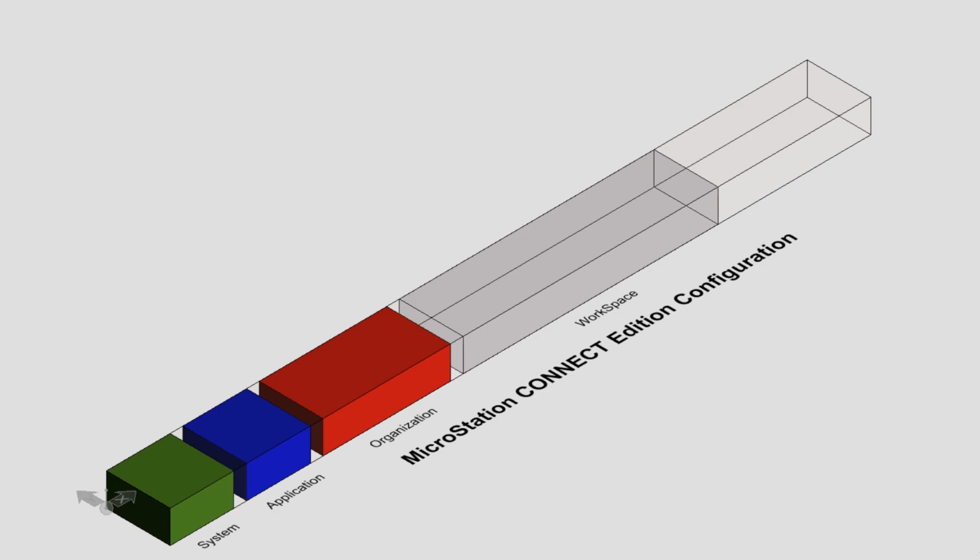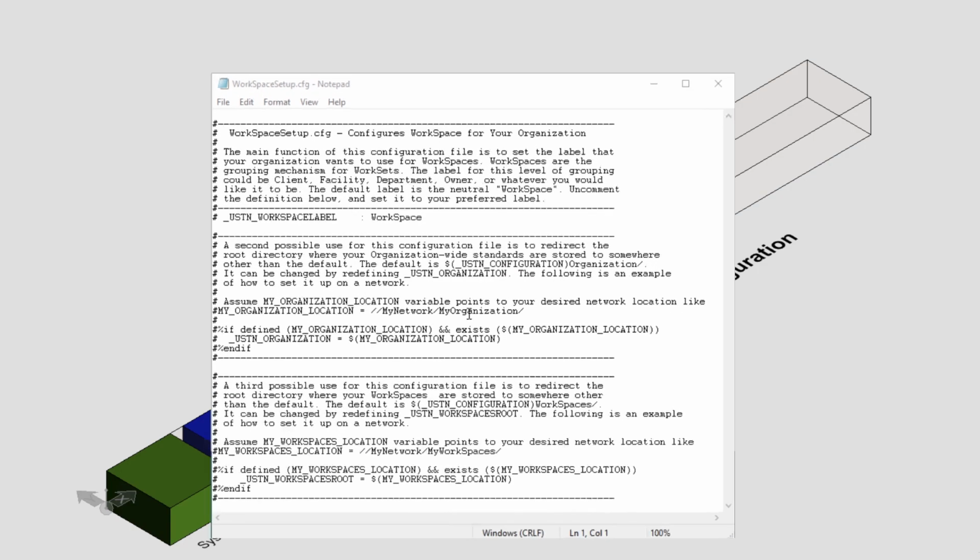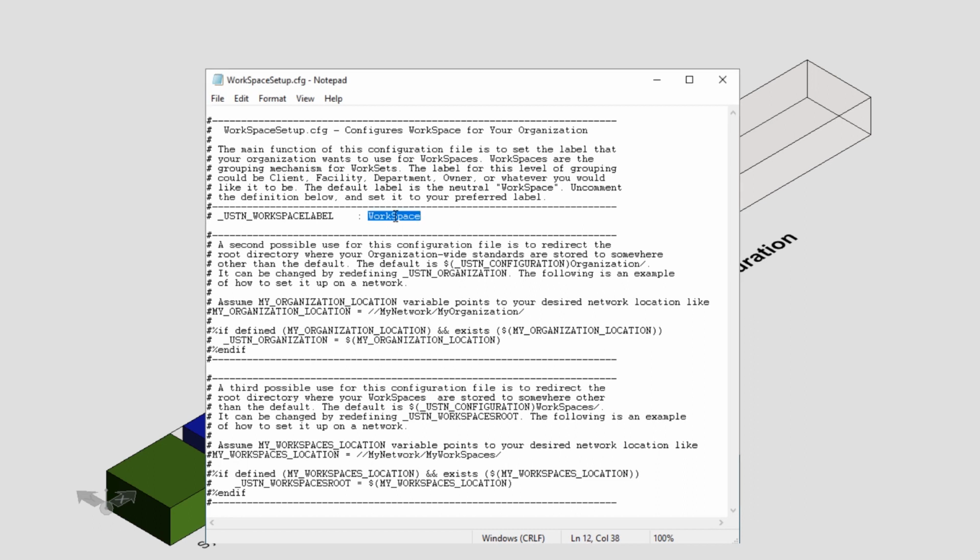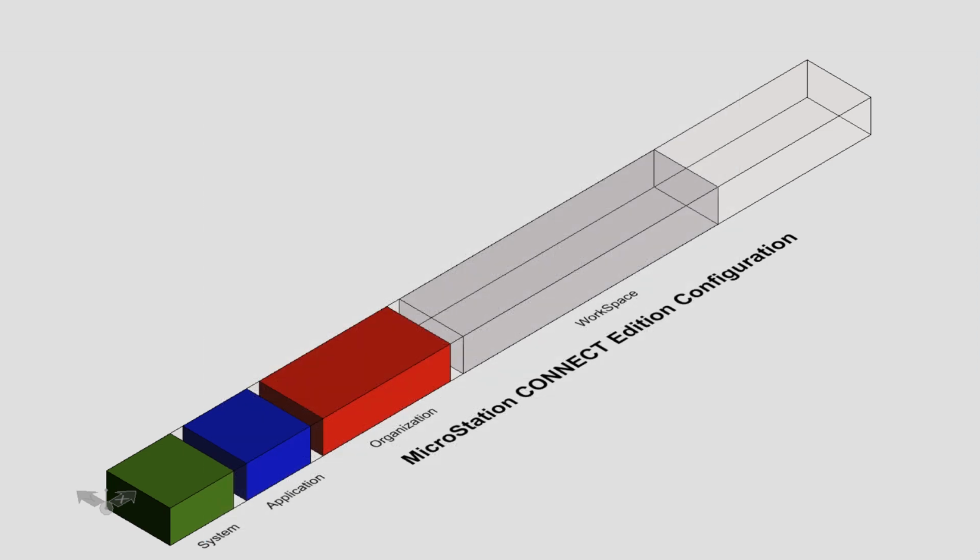For that reason, the label or term that appears for workspace in the user interface can be customized. The default value is the neutral workspace. That label is customized in the workspace setup.cfg configuration file. Each workspace has one or more configuration files that specify locations for workspace standards and the worksets contained within the workspace.